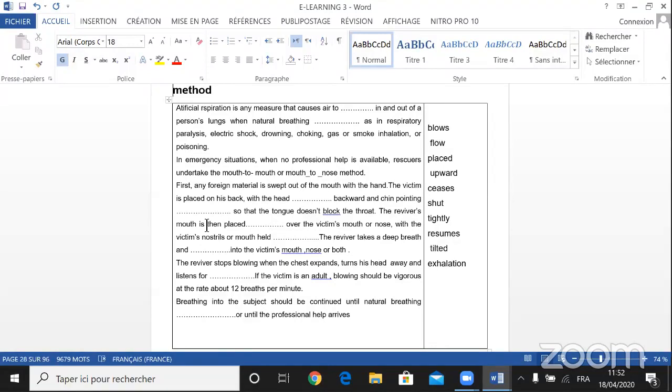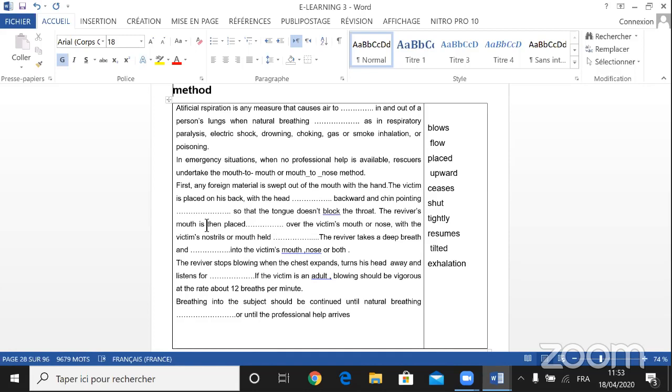Of a person's lungs when natural breathing ceases. Yeah, we use a simple present because it's a general truth. When speaking generally, when natural breathing ceases or stops, as in respiratory paralysis, electric shock, drowning, choking, gas or smoke inhalation or poisoning.